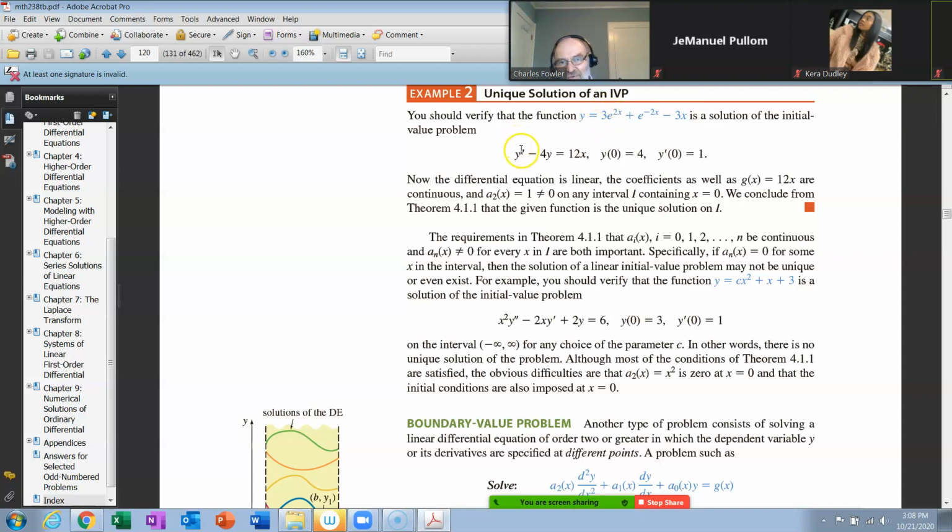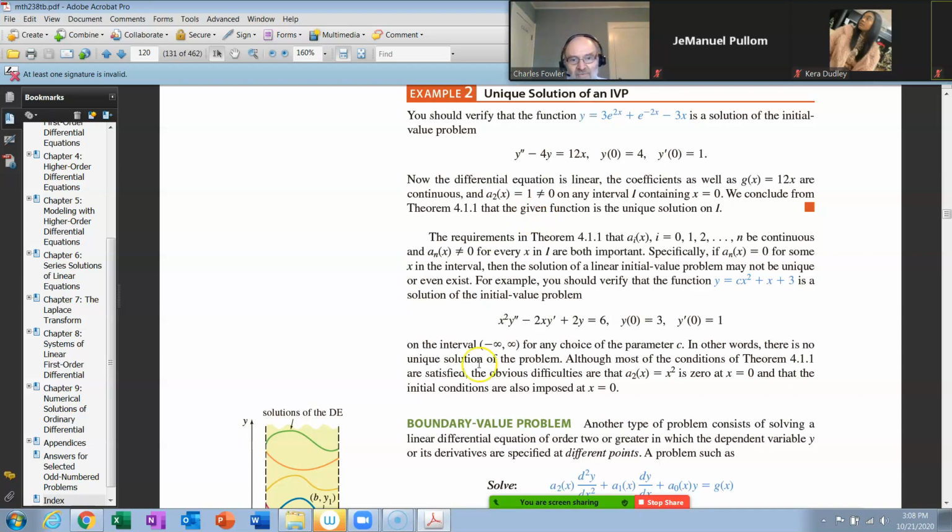Second order differential equation, you need two initial values. One is the function, the other is the first derivative. You never do the second derivative. Okay? So, constant coefficients here, continuous function there, everything fits. So the first thing we want to do, verify that function is a solution. Once we know it's a solution, then we'll determine if it's the solution.